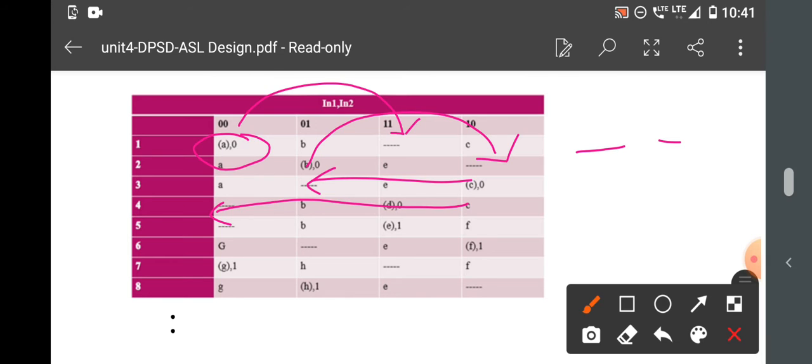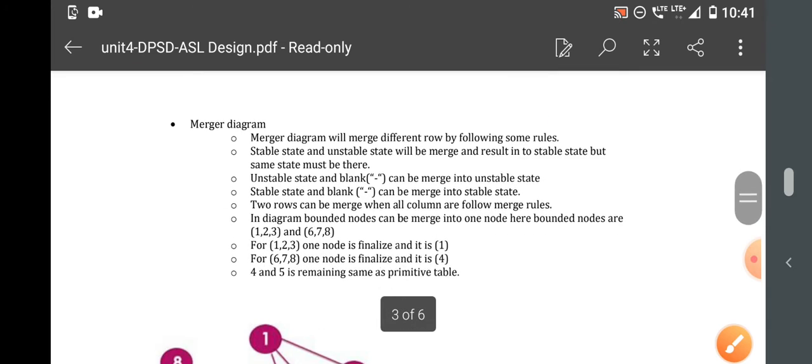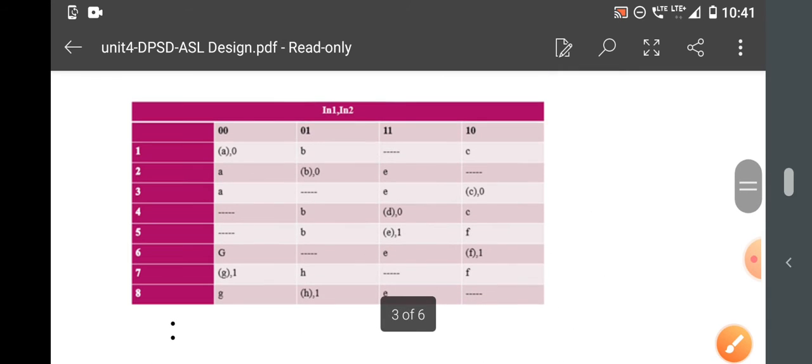For a detailed understanding of how we denote A, B, C, D, my previous video tutorials are available where I've given a solved problem. You can go and watch how we do it from a flow diagram, how we assign a state, and how we convert that state into a primitive flow table. After this, you can find out from here.